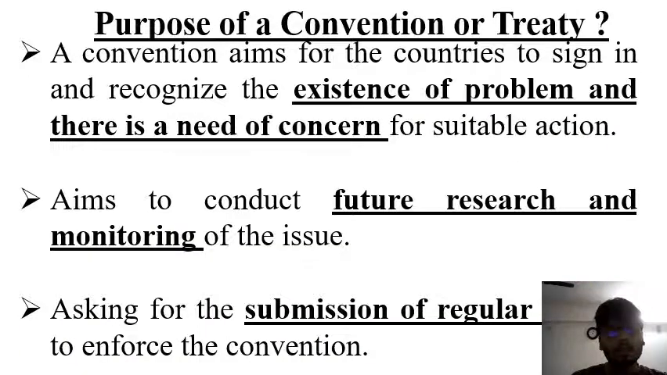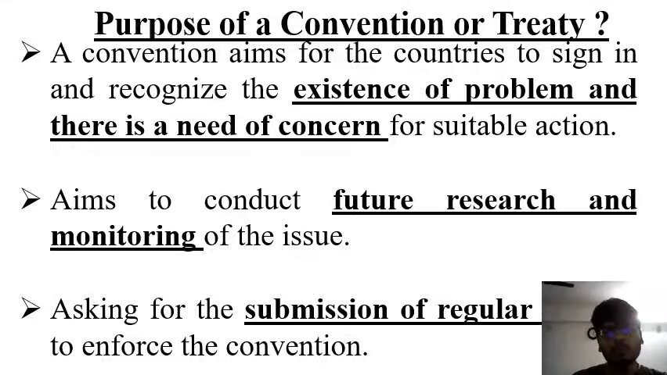Now, what is the purpose of a convention or treaty? You might have heard about different conventions like the Geneva Convention, right? And there are different treaties between different countries. So what is the purpose of such a thing with respect to environmental pollution? A convention aims for the countries to sign in and recognize the existence of a problem, and that there is a need of concern for suitable action.